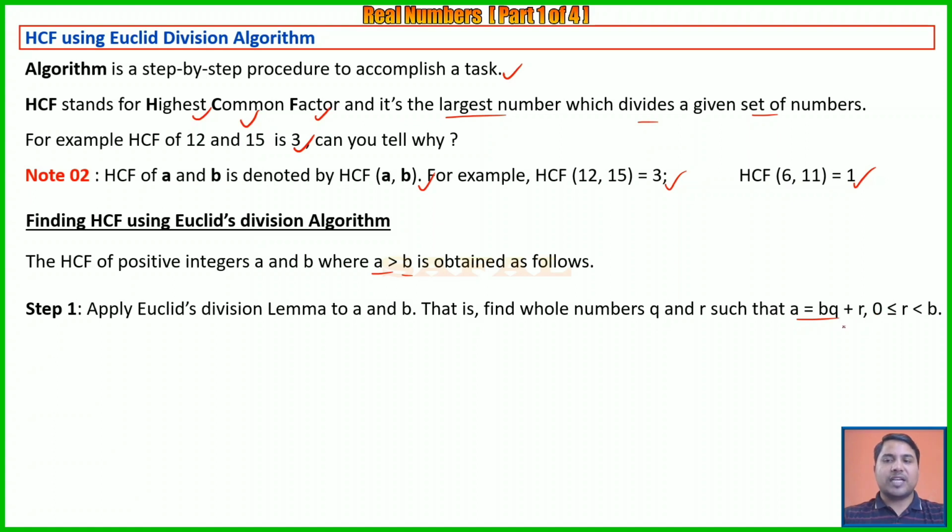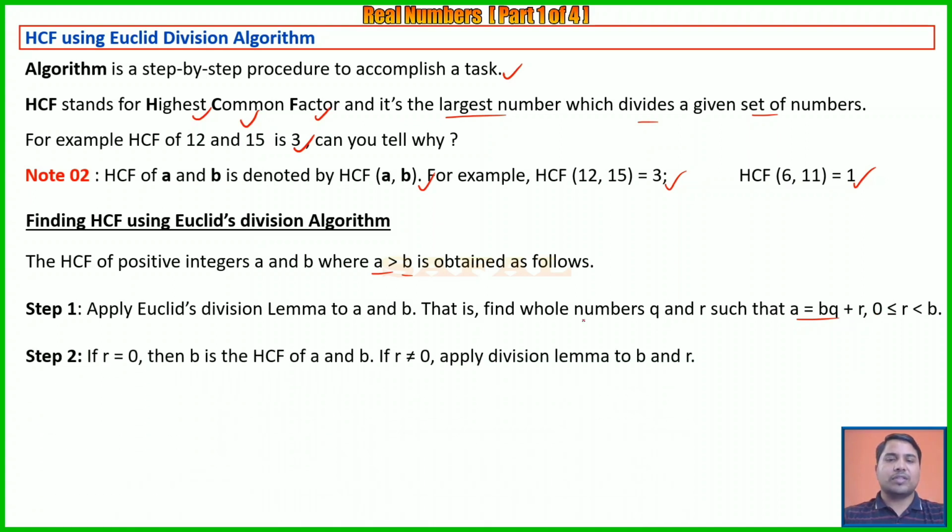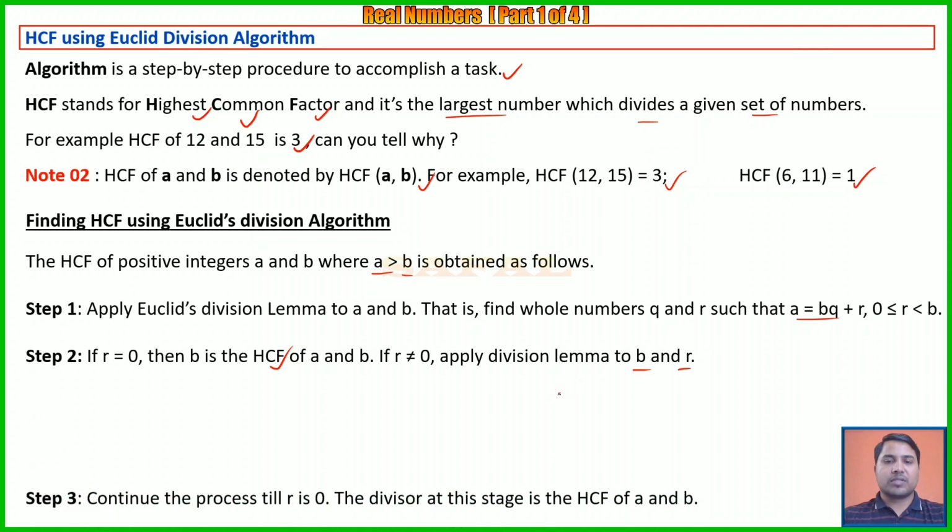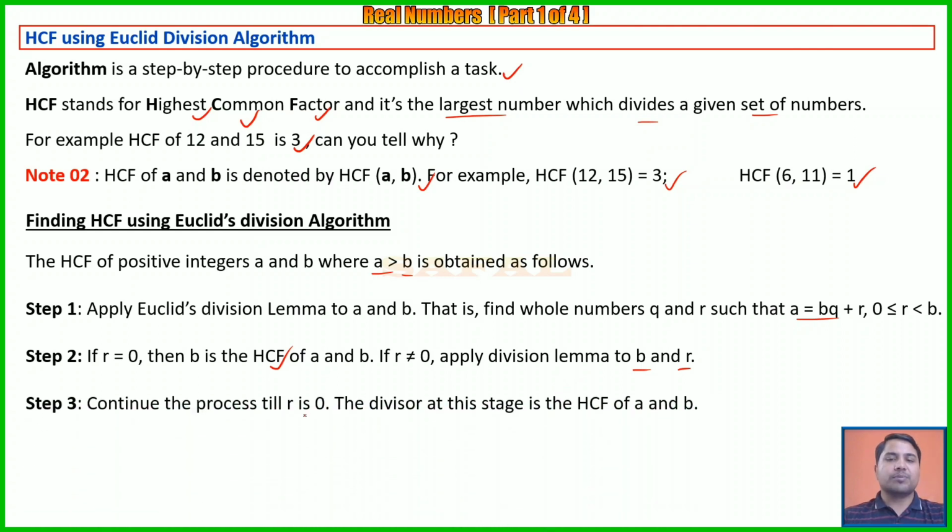Now if you are finding that r is 0, then b is only going to be what? HCF of a and b. And if r is not 0, then again we need to apply Euclid division lemma on b and r, that means divisor and remainder. So this process we need to follow till remainder becomes 0. The stage at which remainder becomes 0, the divisor at that stage is only what? HCF of a and b.